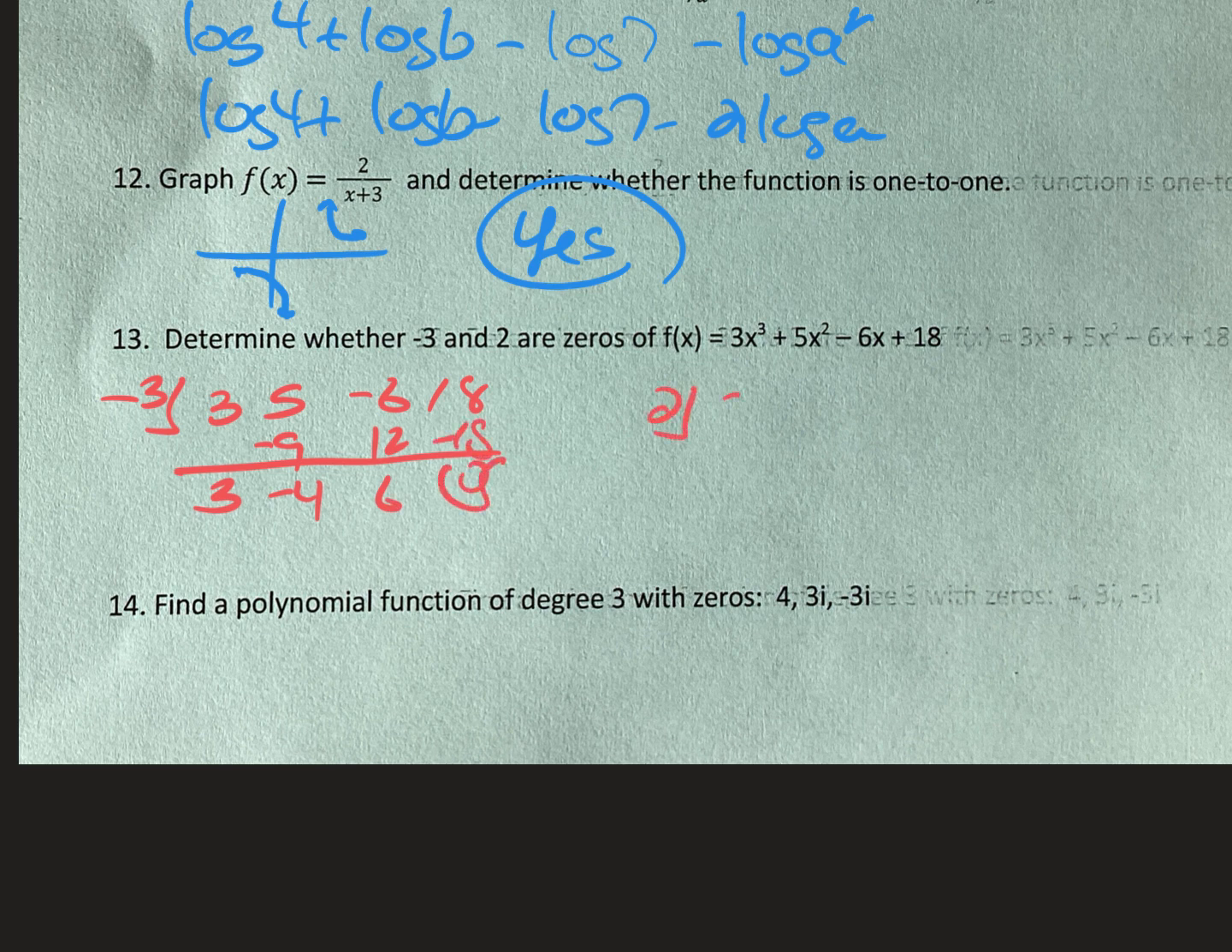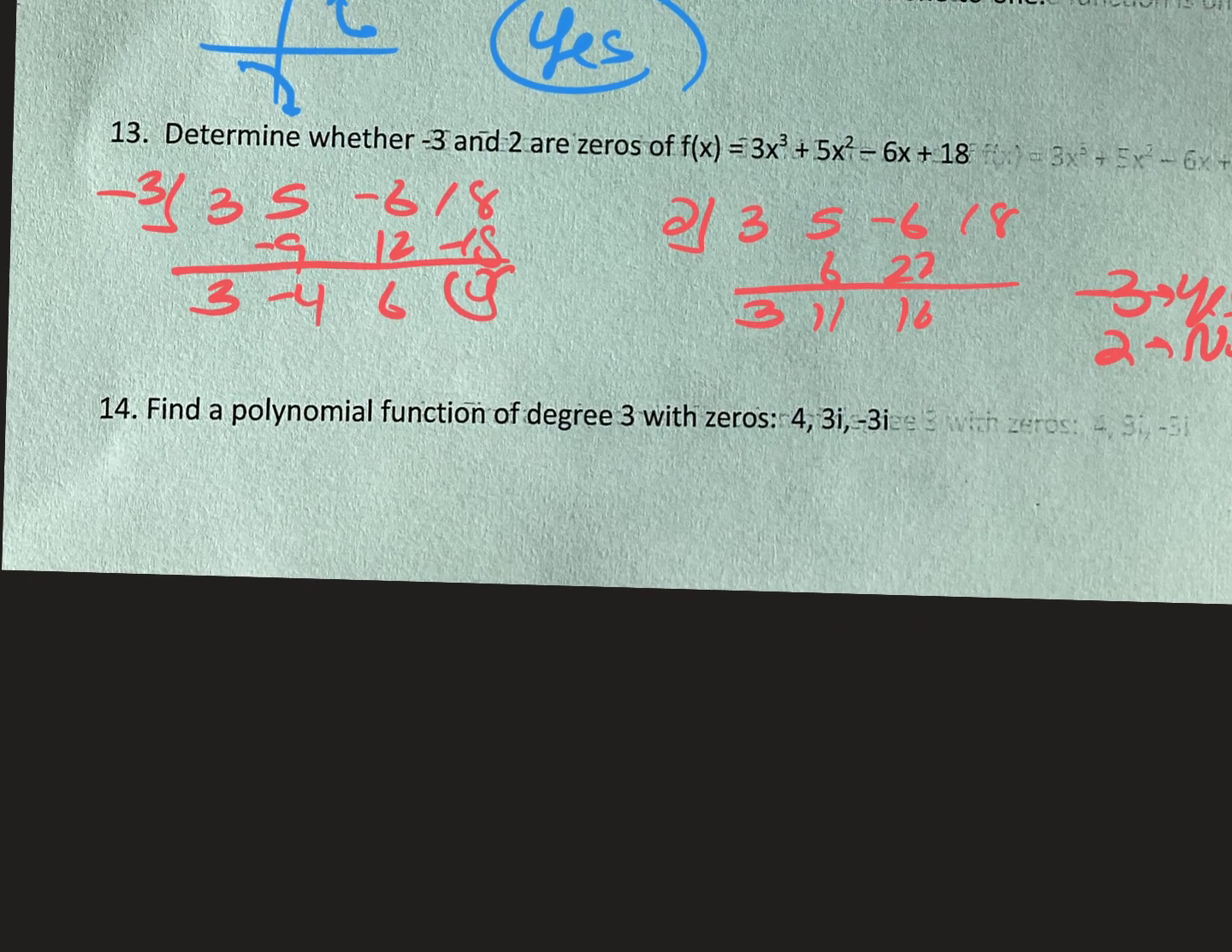Let's check for 2. 3, 5, negative 6, and 18. Bring the 3 down. 3 times 2 is 6. 11, 22, 6. There's no way. We'll get negative 18 there. So I'm going to put negative 3 is a yes. 2 is a no.